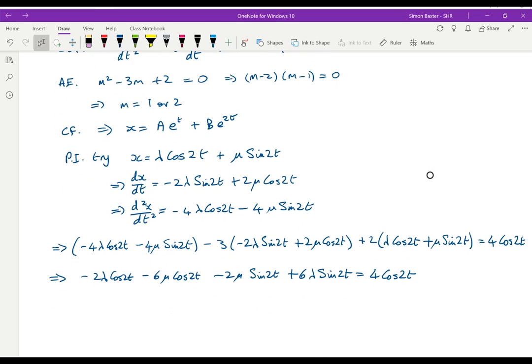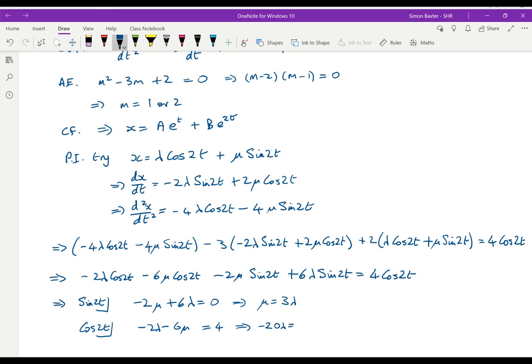Well, if those are going to be the same expression, I should really write a triple equals. If those are going to be the same, then looking at sin 2t, I get minus 2μ plus 6λ equals 0. That gives me that μ equals 3λ. And looking at cos 2t, I get minus 2λ minus 6μ is equal to 4. If I put μ equal to 3λ, I get minus 20λ equals 4. And that gives me that λ is minus 1 over 5. μ, which is 3 times λ, is minus 3 over 5.